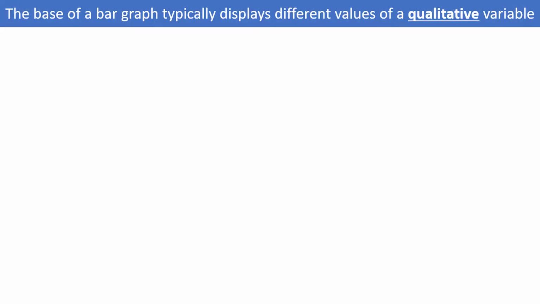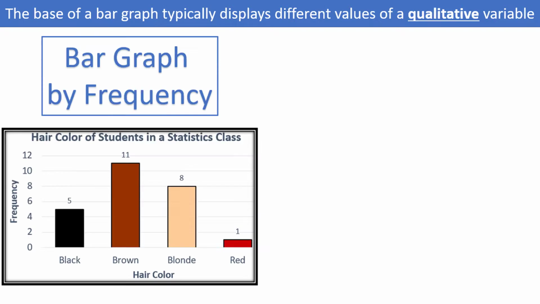First, we have bar graphs, which are used to display quantitative or qualitative data. The base axis of a bar graph, typically the horizontal axis, will usually display the different possible values of a qualitative variable. An example might be a bar graph for the qualitative variable of hair color for students in a class. The horizontal axis is the qualitative variable, hair color, and the vertical axis is the frequency, the number of students who have the indicated hair color.